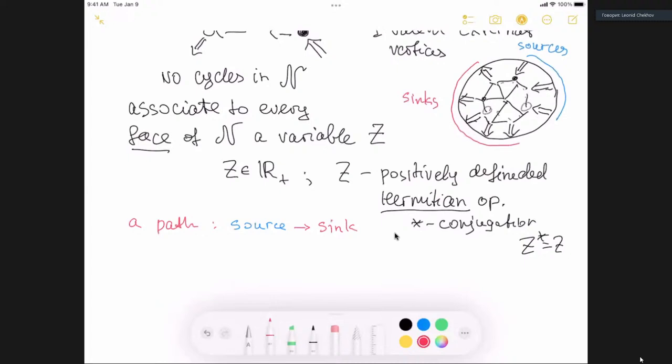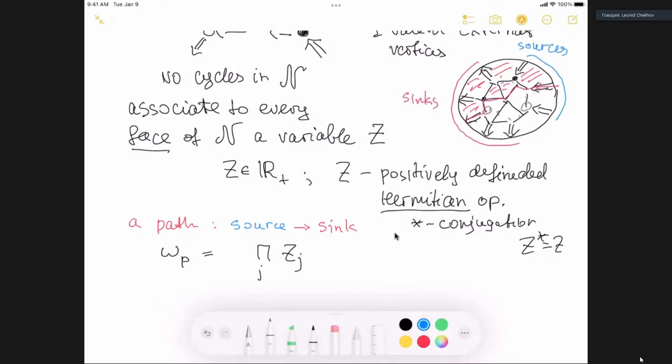So if we have a path, let's call it omega, we can define the weight of this path, omega p, to be the product of all variables of all faces that lie to the right of this path. Again, because of the planarity condition, we have the notion of right and left. So we take just the product of all Z corresponding to faces to the right of this path in this picture.